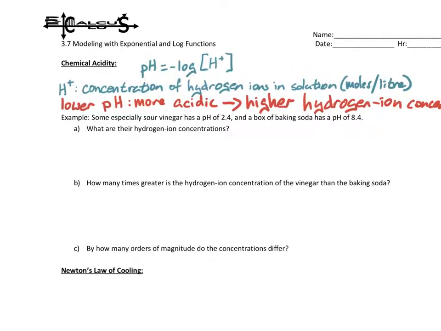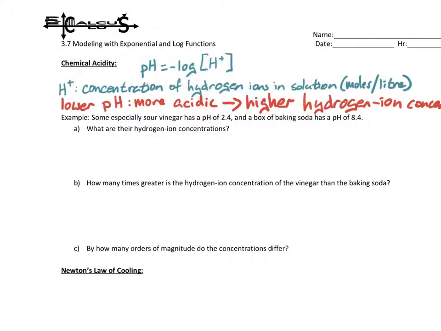Because as this number in here gets bigger, the pH is going to get smaller. So let's see how that works here. Some especially sour vinegar has a pH of 2.4, and a box of baking soda has a pH of 8.4. What are their hydrogen ion concentrations?